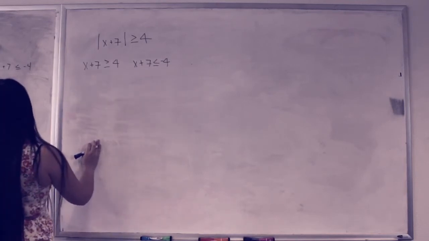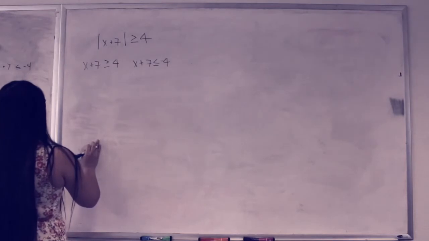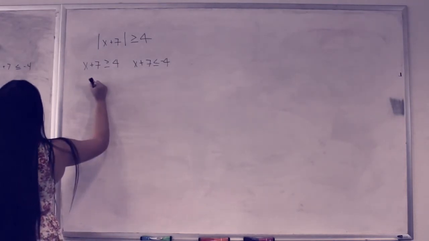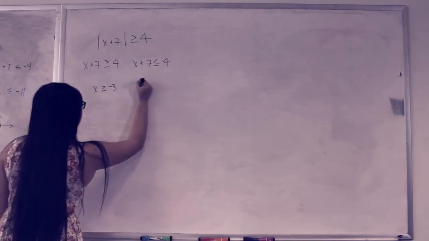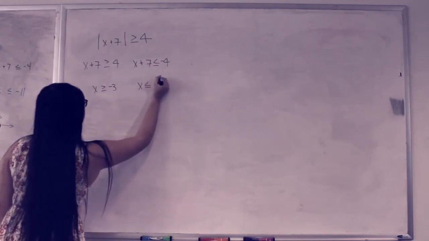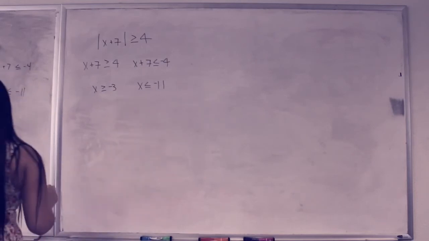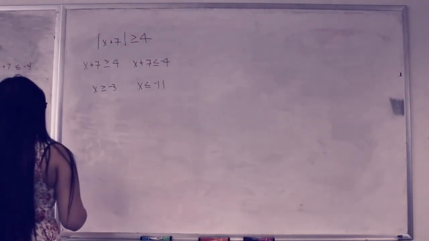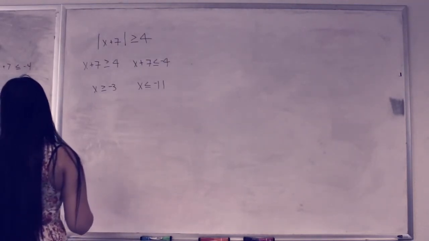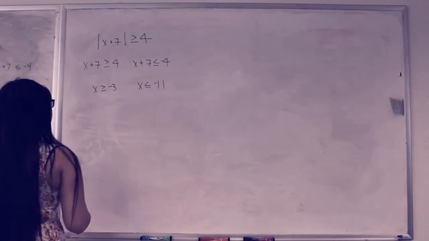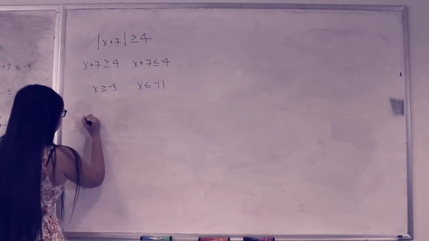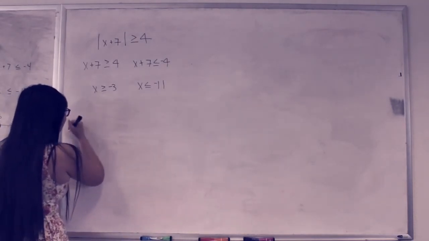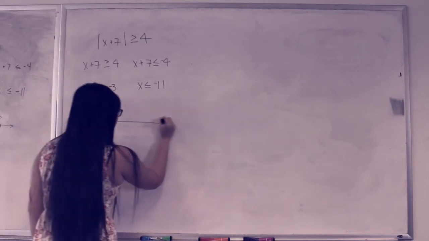Next is simply to simplify the equations, which will give you that x is greater than or equal to -3 and x is also less than or equal to -11. Graphing the equation on a number line is next, and since there is an equality in the less than or equal to, we close the dot, which signifies that the answer will be equal to those numbers.